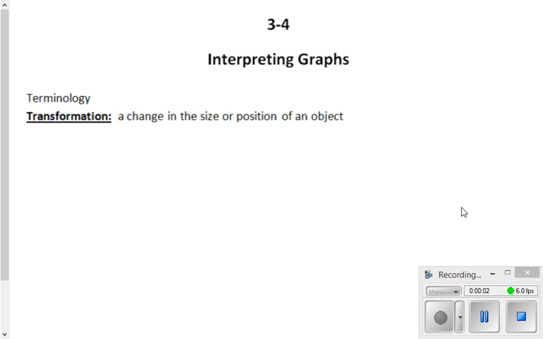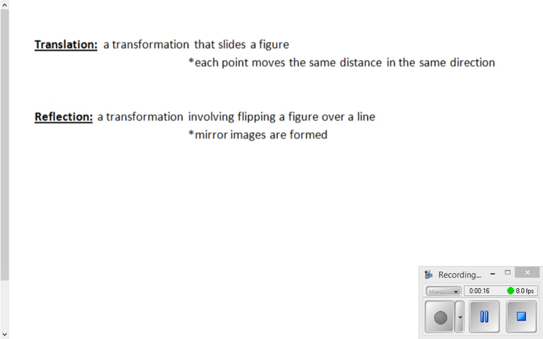Lesson 24, day 1 is on interpreting graphs. We're going to talk about transformations. A transformation is simply a change in the size or position of the graph. All the points can slide in one direction or flip, and those slides and flips are called translations. A translation is a slide where all the points move in the same direction, the same amount of spaces.